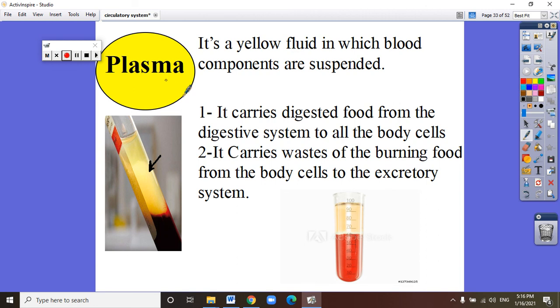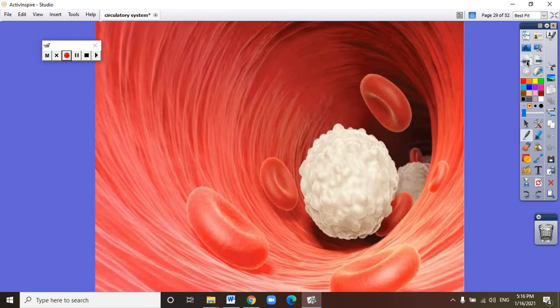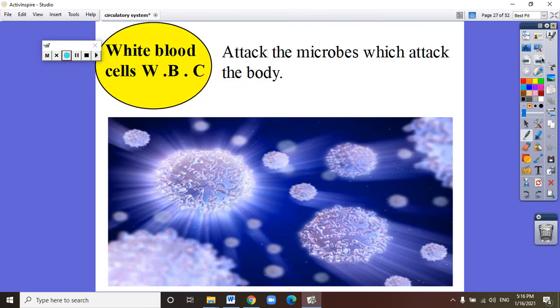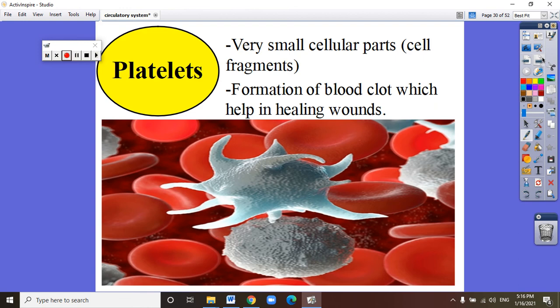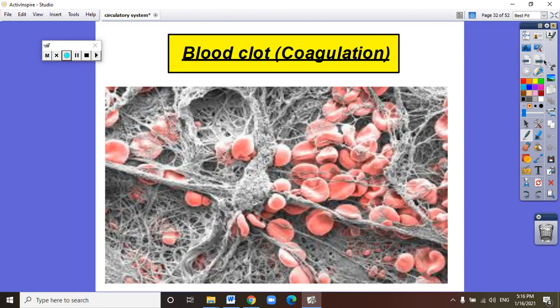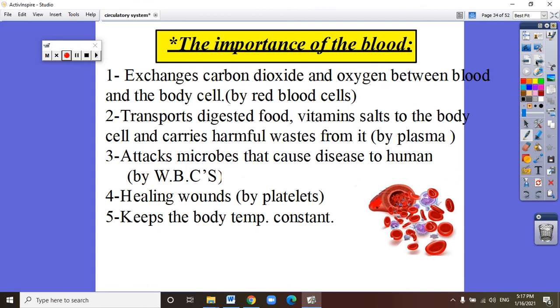Okay, what is the function of the plasma? It carries the digested food from the digestive system to all the body cells, and it also carries the wastes from the body cells to the excretory system. So the plasma carries the digested food and the wastes, but the red blood cells carry the carbon dioxide and oxygen. The white blood cells attack the microbes. The platelets help in healing wounds by forming blood clots. Okay, and the plasma carries the digested food and the wastes.